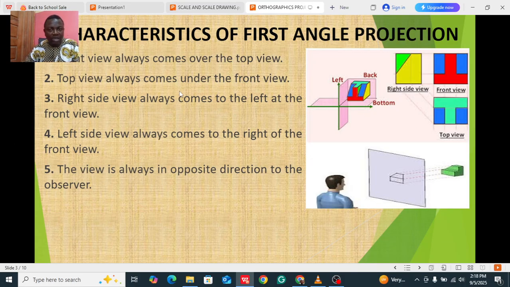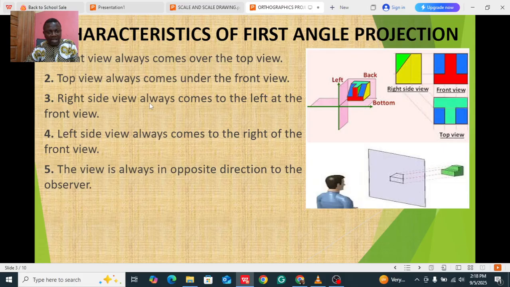Now, what are the characteristics of first angle projection? Number one, the front view always comes over the top view. As you can see from the arrangement, the front view is on top of the top view. Now, the top view is also known as the plan. Why does the top view always come under the front view? You can see it here from the arrangement. The top view or the plan is under the front view.